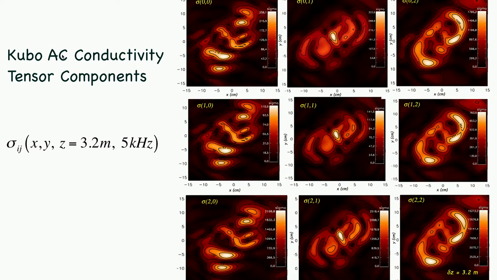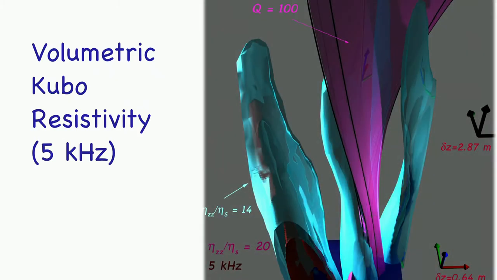This is what it looks like in space. This is 3 meters away from the birth of the ropes. As you move away, all these components change. But you can then get the resistivity. And these are three surfaces of constant resistivity. And that quasi-separatrix layer where reconnection's going on is drawn in.